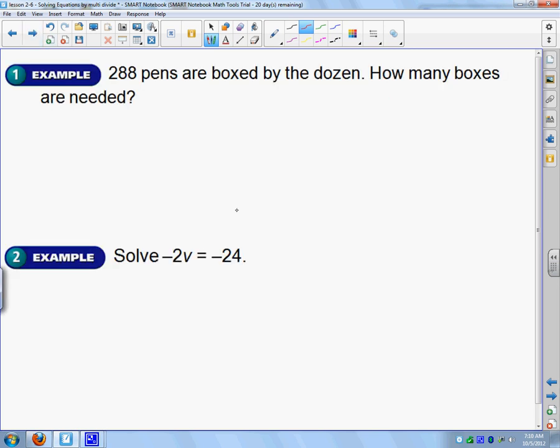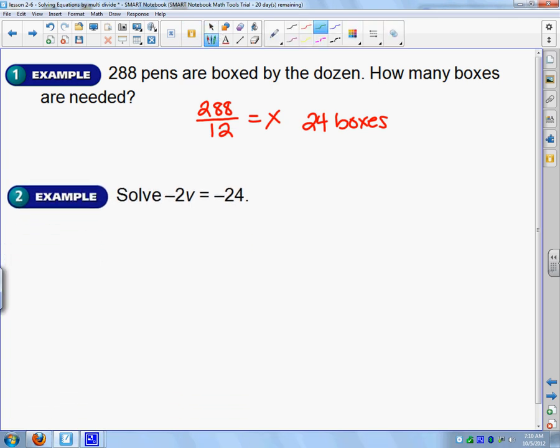All right, so 288 pens are boxed by the dozen. How many boxes are needed? So you have 288 pens, and you're going to divide them into 12, or a dozen, boxes. So then you want to figure out what x is. So you just do 288 divided by 12, which equals 24 boxes. Very simple problem.